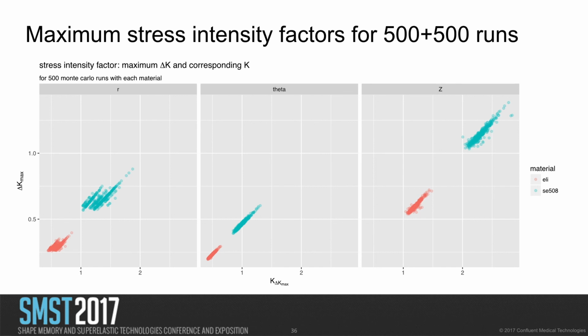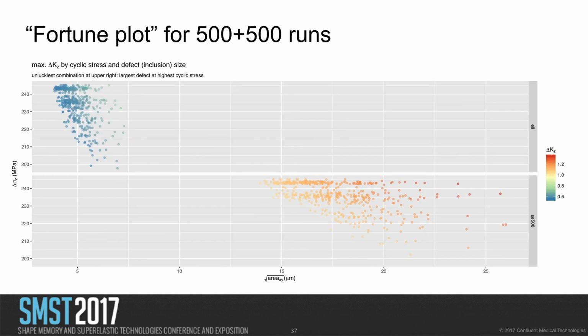And again, this is just one case. I don't know how general it is, but in this case, going forward, we're just going to focus on the Z component of delta K. It's a little bit easier to look at. So now we're going to look at a version of this fortune plot, if you will, for 500 plus 500 runs.